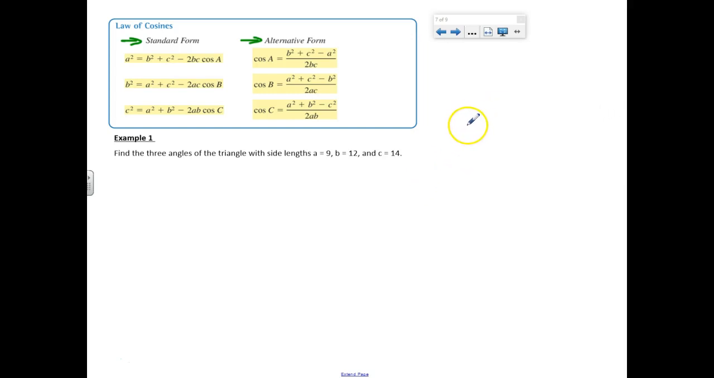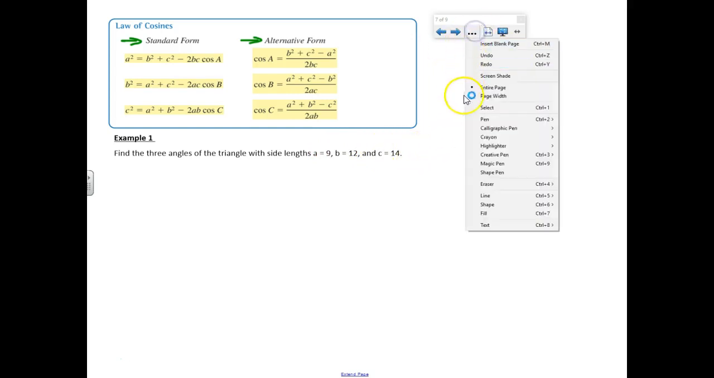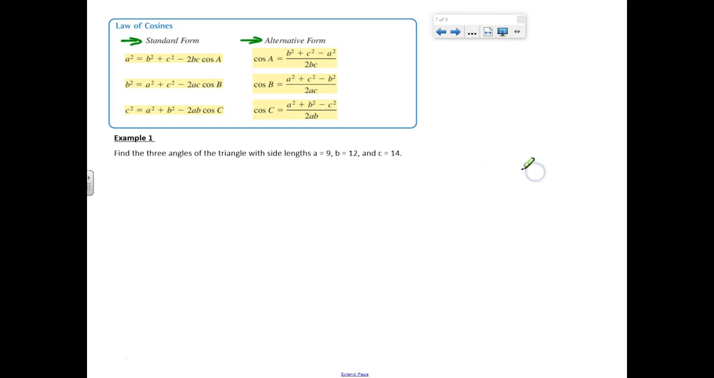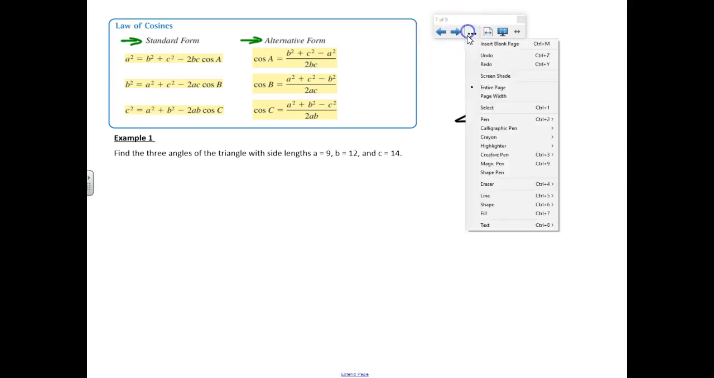So in the first example, we are to find the 3 angles of a triangle with given side lengths of A equals 9, B equals 12, and C equals 14. Although it's not required, I highly recommend that you always get started with a little sketch. It helps you to visualize exactly what you are given, trying to keep the sides somewhat proportional to what we are given.